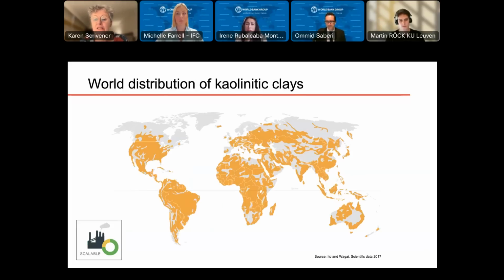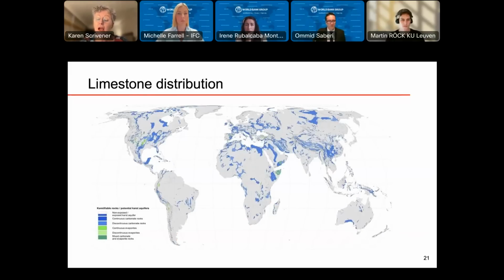The kind of clays which are suitable for this are very widely available. Everywhere we have this kind of orangey color, we have clays that can be suitable. And this is in contrast to limestone, which is the first raw material, which in fact is difficult to find in some parts of Africa, which have to import clinker.